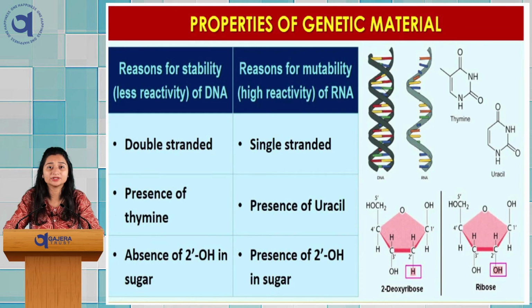We'll take a comparison of why it is not RNA. When it comes to RNA, it has the same kind of structure as DNA, only it is single stranded. But moving to the presence of thymine and uracil, as thymine is replaced by uracil in RNA, that becomes the reason for its instability. And the other point is that the absence of the hydroxyl group in the sugar of DNA makes it more stable.